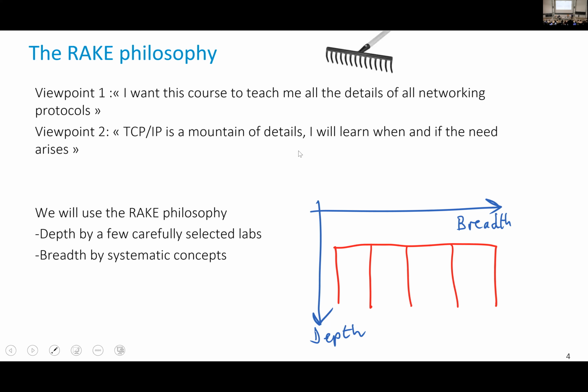But we will not go deep in every aspect, because that's not interesting, and second, not possible. But we will go deep in a few selected topics. Those are essentially the topics of the labs. So in the labs, you will go in detail into configuring and running some systems where you will need to put your hands into all the details.